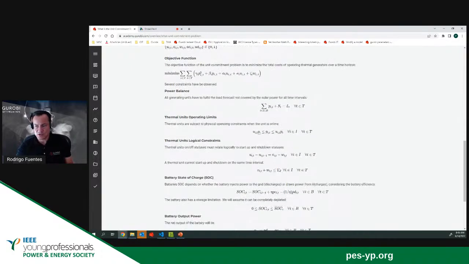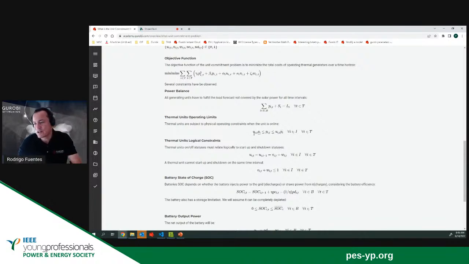Our thermal units are subject to operating limits. This is a constraint that I want to emphasize a little bit. When you have this constraint, please notice that the PIT, which is the power for a thermal unit, is subject to, it has to be more than the lower limit and less than the higher limit. But notice that these limits are multiplied by the commitment variable.